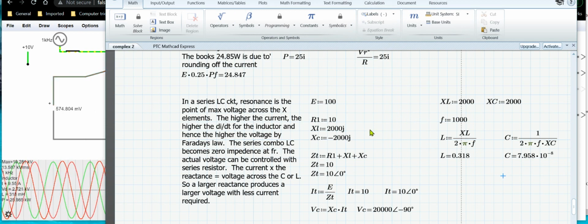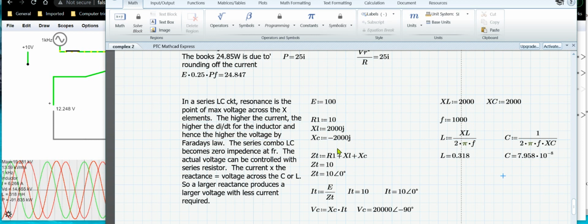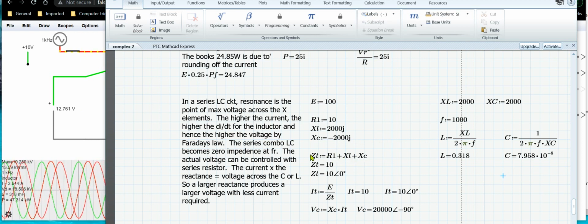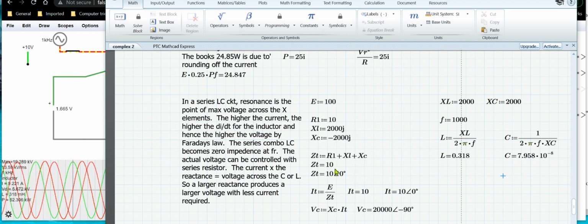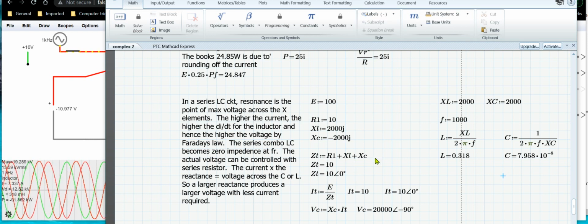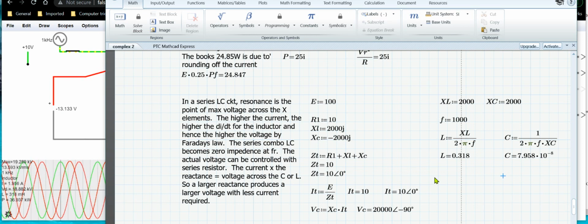But yeah, anyway, I'm starting out with these reactances, and I calculate the impedance, which is all these things summed together. It ends up being just 10 ohms, because the reactances cancel out because they're equal and opposite.